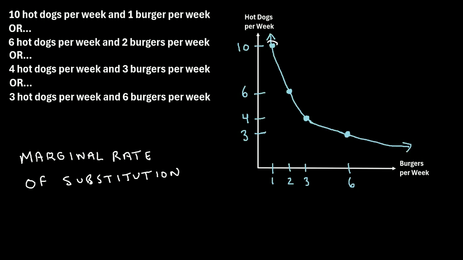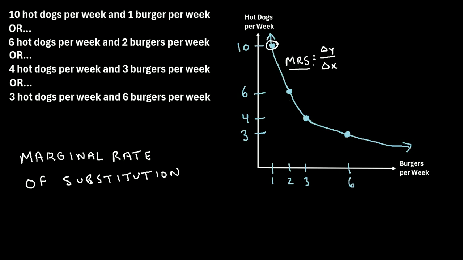So for example, consider the combination of 10 hot dogs per week and 1 burger per week. If we wanted to gain 1 extra burger per week, how many hot dogs are we willing to give up? So in other words, if we move from this point on the indifference curve down to this point, what is the marginal rate of substitution? Well, the way that we figure that out is we want to find the slope of this line, which we can estimate as the change in the y over the change in the x.